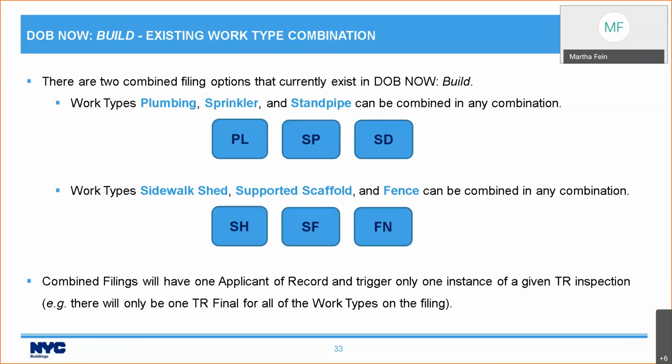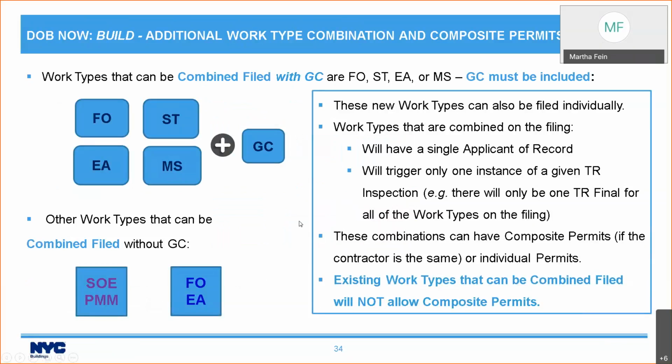Great advantage. We're introducing some new additional work type combinations. Of the new work types, here's the ones that can be combined. First of all, there's the ones that are combined with general construction. In order to combine these four work types, foundation, earthwork, structural, mechanical systems, you must include general construction. You cannot do a combined filing of these four, or most subsets of them, without including general construction.